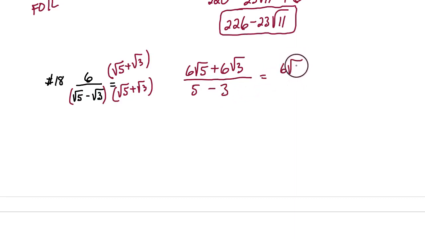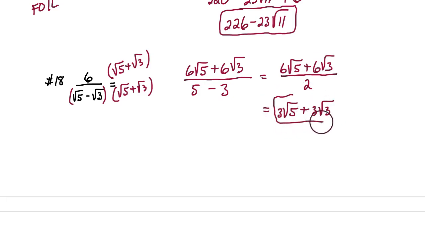So we'll keep that same numerator. And in the denominator, 5 take away 3 makes 2. But this is reducible. 6 divided by 2 makes 3 square root of 5. And over here, this 6 divided by 2 makes 3 square root of 3. Here's our simplified form.